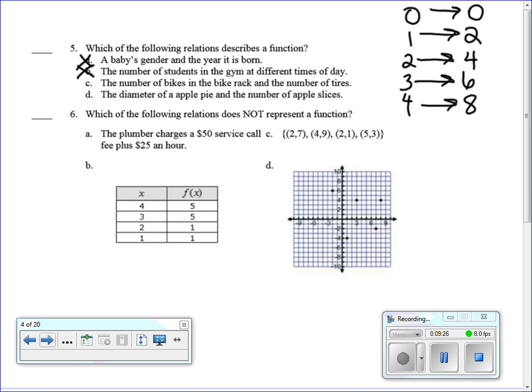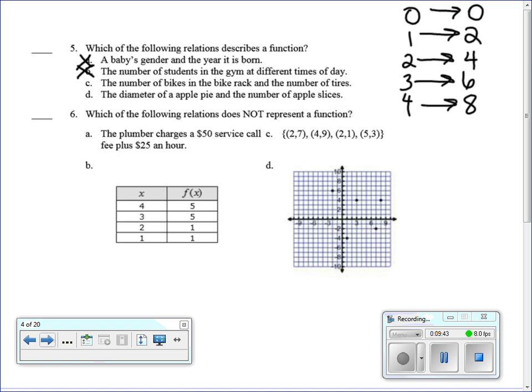You will not have 1 bike and 4 tires. You will not have 2 bikes and only 2 tires. So in this particular case, this would be a function because each of your inputs, which is the number of bikes, is paired with exactly 1 output, the number of tires.